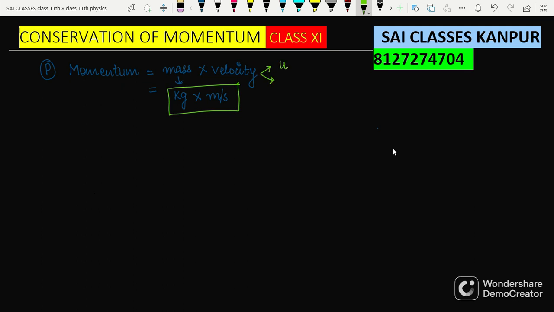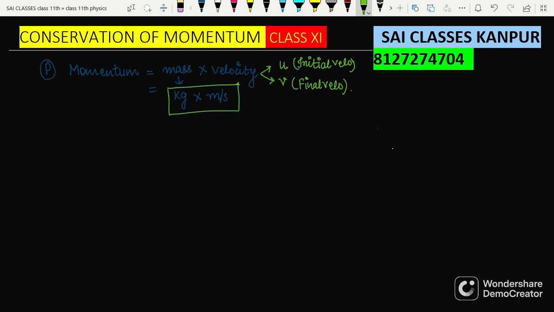We have already learnt that we know about two velocities. One is initial velocity, which is represented by u. And the other one is v. V is the final velocity. So velocity can be either initial velocity or final velocity.